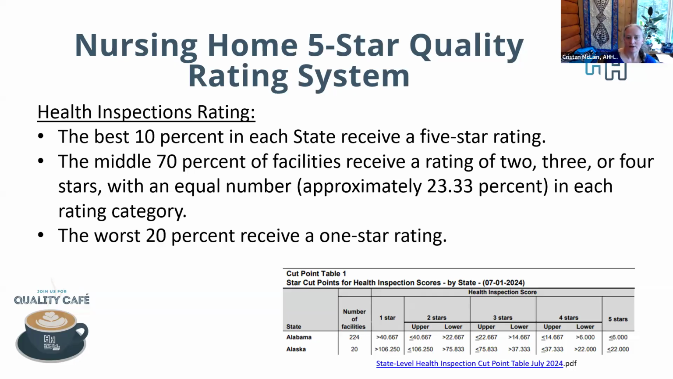Interestingly enough, I put the cut points on there just for your reference. And then you're rated on like a bell curve where the top 10% receive the 5-star rating, the middles get the 2, 3, and 4, and then the worst 20% get the 1-star rating. So essentially it's easier to get a 1-star than it is to get a 5-star, unfortunately.